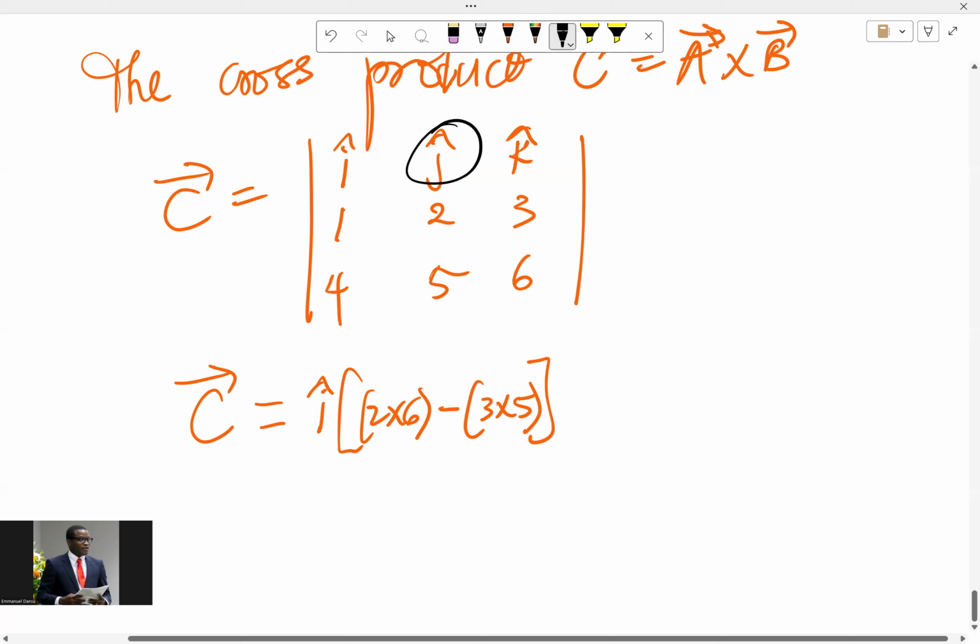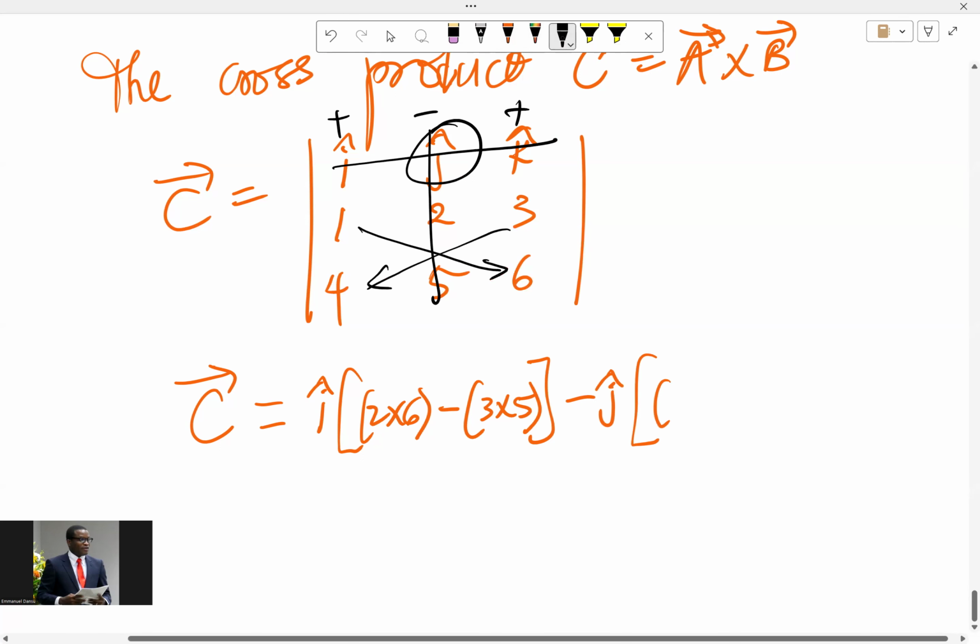So if you're focusing on J, delete the row and the column J belongs to. But of course, don't forget this is plus, minus, plus as usual. So then you have minus J into 1 times 6 minus 3 times 4.